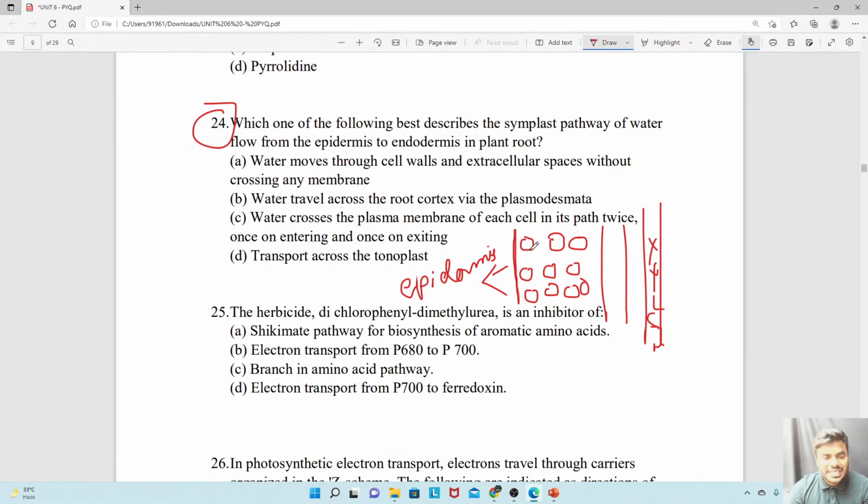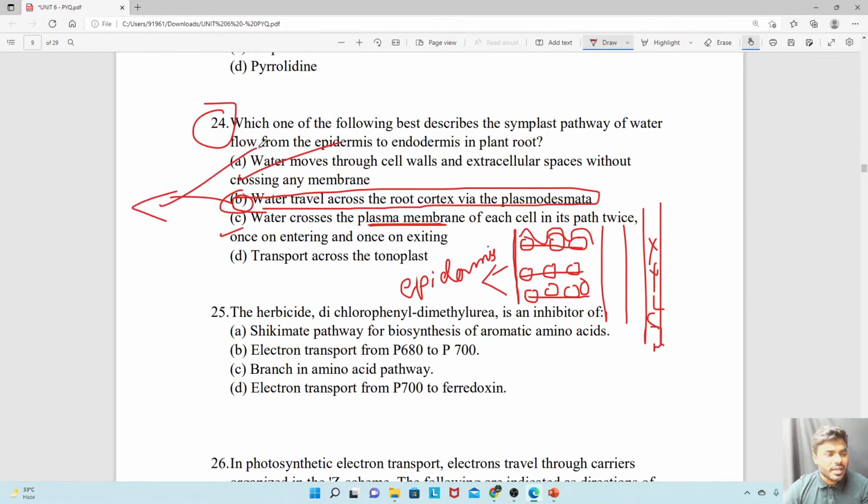Now what is the symplastic pathway? Movement through the plasmodesmata, inside the cell. Through the cell wall and intercellular spaces is the apoplastic pathway. I told you very clearly. So water travels across the root cortex via plasmodesmata. If water crosses the plasma membrane on the surface, obviously it is apoplastic, that is, extracellular spaces. Since they asked symplastic, the correct answer will be B. Very good.